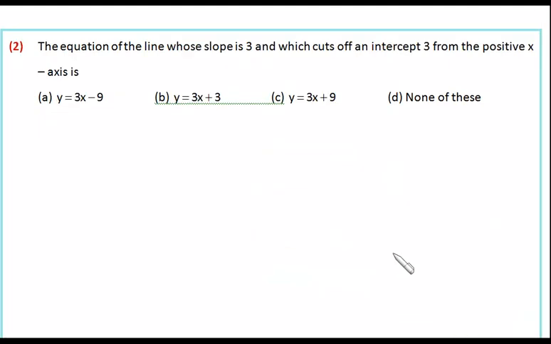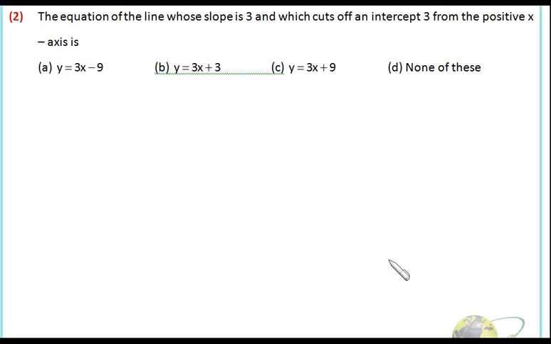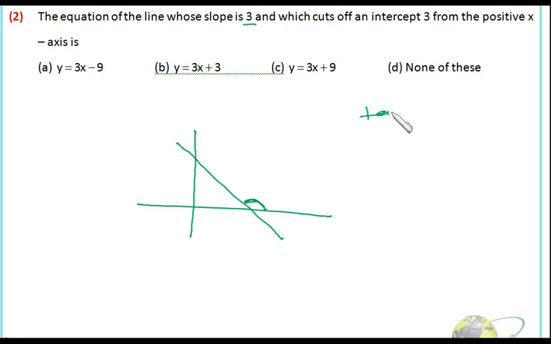Now next, the equation of a line whose slope is 3 and which cuts off an intercept 3 from the positive x-axis. We try to make this: the slope is 3, so tan theta, or we can say m, is equal to 3. And the intercept is 3 from the positive x-axis, so the length of the intercept is 3. That means the coordinates of this point will be what? 3 and 0.